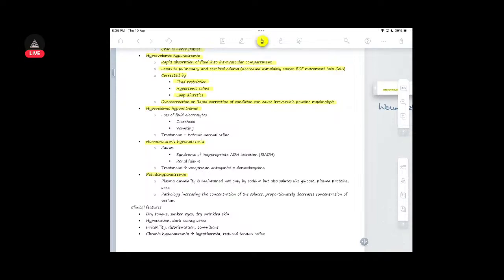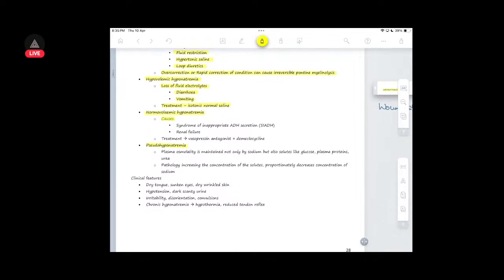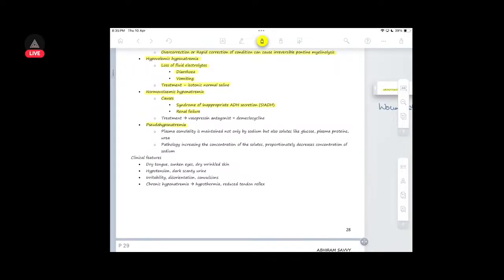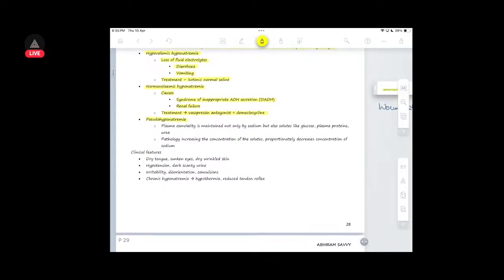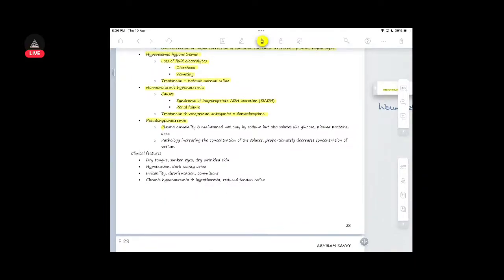Hypovolemic hyponatremia is loss of fluid or electrolytes, diarrhea, vomiting. Treatment is isotonic normal saline. Normovolemic hyponatremia is caused by syndrome of inappropriate ADH secretion, SIADH, and renal failure. Treatment is a vasopressin antagonist like demeclocycline. In pseudohyponatremia, plasma osmolality is maintained by sodium but also by solutes like glucose, plasma protein, and urea.